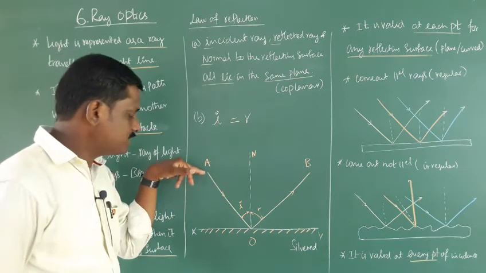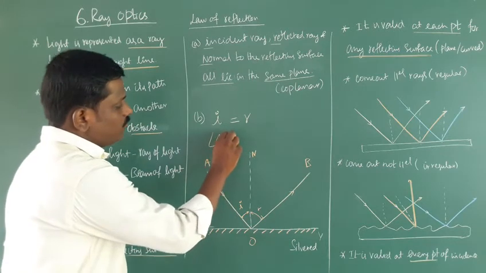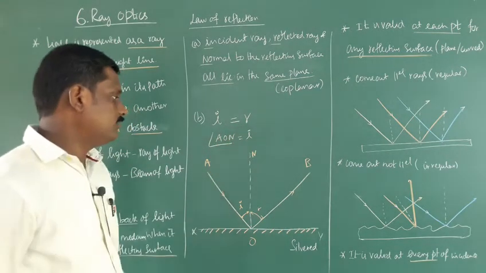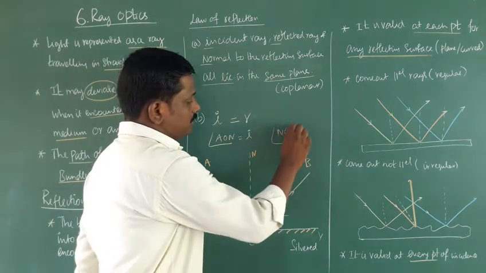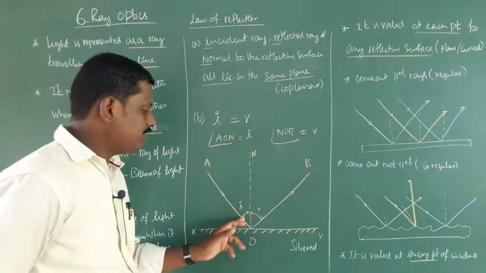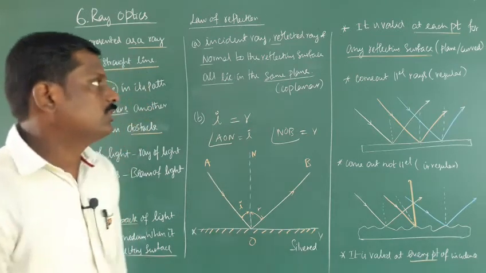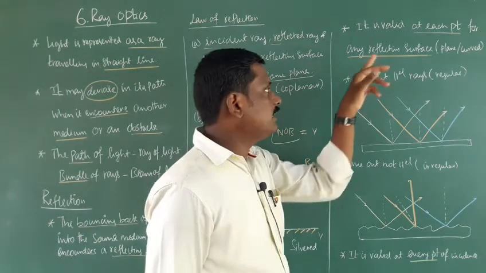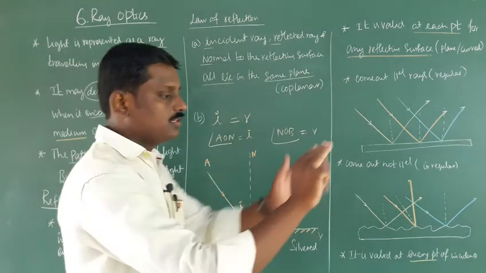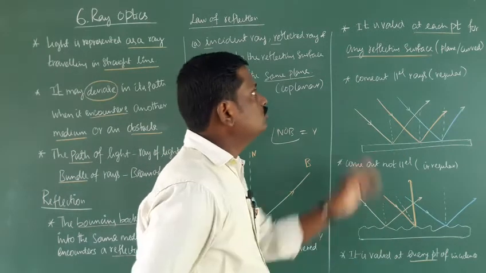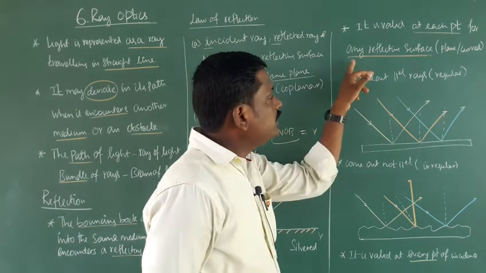Then the angle of incidence, AON, is equal to i. NOB is the angle of reflection. The angle of incidence is equal to the angle of reflection. That is the law of reflection. The law of reflection is valid at each point for any reflecting surface. The reflecting surface may be plane or curved, like a spherical mirror.